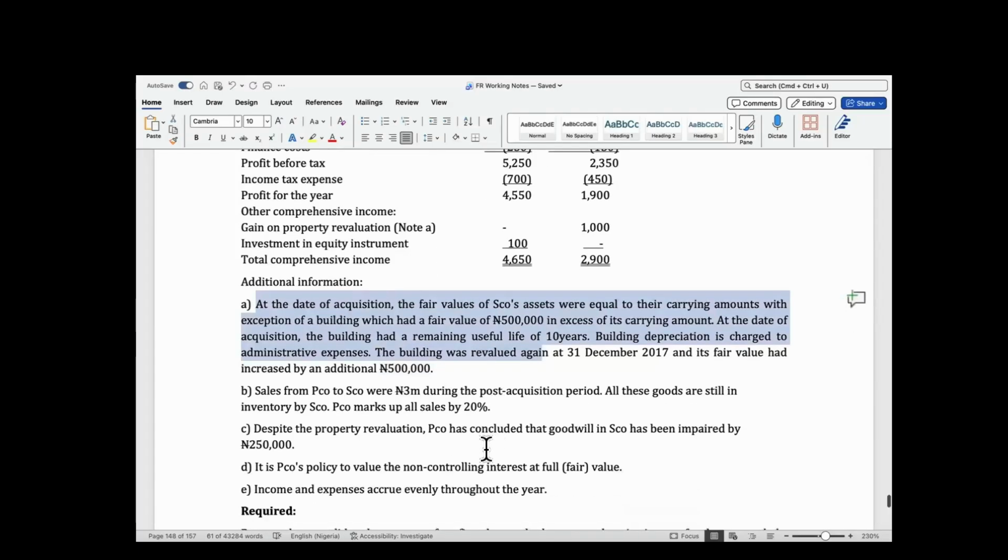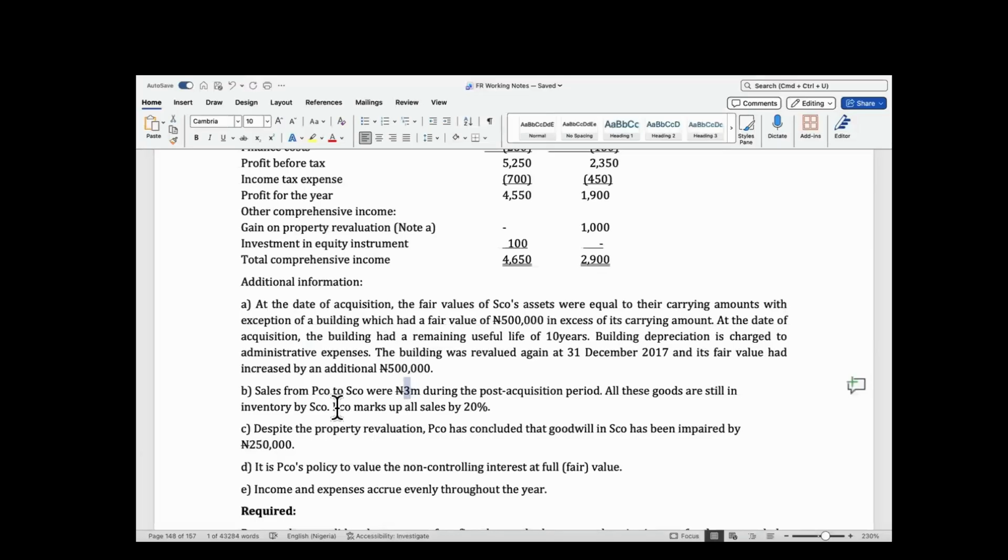The second one: sales from PICO to ESCO were 3 million during the post-acquisition period. All these goods are still in inventory. So here, there is an intra-group sale that we need to eliminate. So we're going to eliminate 3 million from sales, and 3 million from cost of sales.